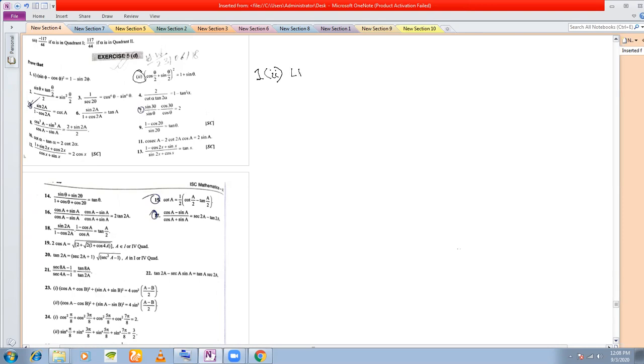We start from the left hand side. You have (cos theta by 2 plus sine theta by 2) whole square. You need to show that this is equal to 1 plus sine theta. So what you do is you expand this by the (a plus b) whole square formula: a square plus b square plus twice ab.